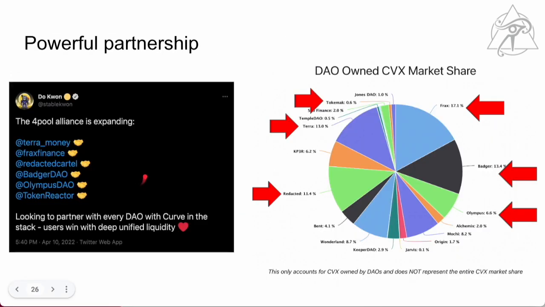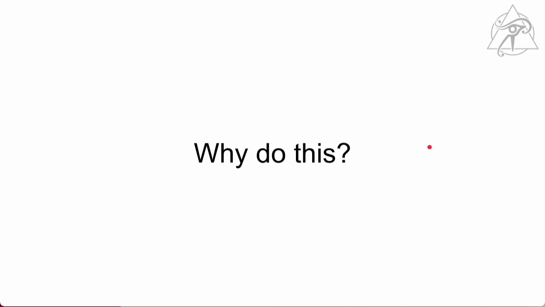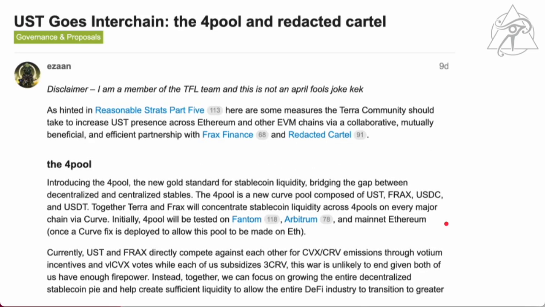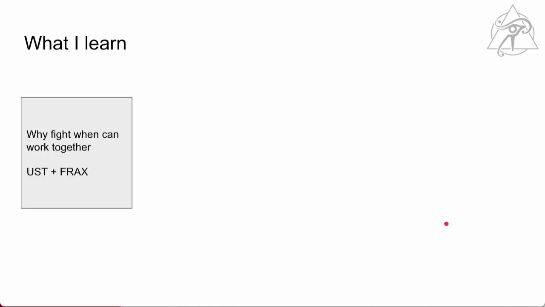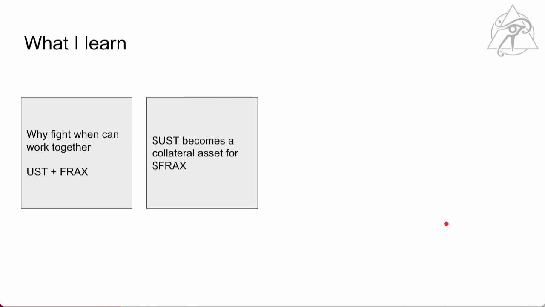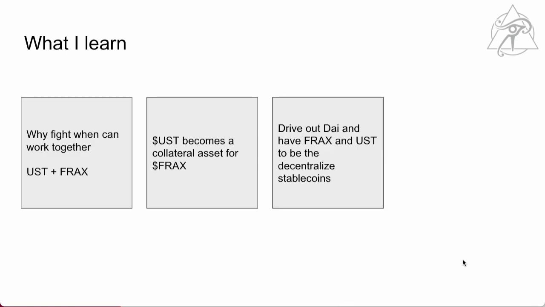But not only them, the partnership for 4Pool is crazy. Terra, FRAX, Redacted, Badger, Olympus, Token Reactor coming together, you can see that they can push a lot of CVX governance votes towards the 4Pool. So why are they doing this? TFL put out a proposal and gave a good explanation, but this is how I see it after digesting all the info. Instead of fighting, why not work together, UST with FRAX? And also in this partnership, UST becomes a collateralized asset for FRAX and they take this opportunity to drive out DAI and have FRAX and UST be the decentralized stablecoins, especially in the Ethereum ecosystem where liquidity is the highest.